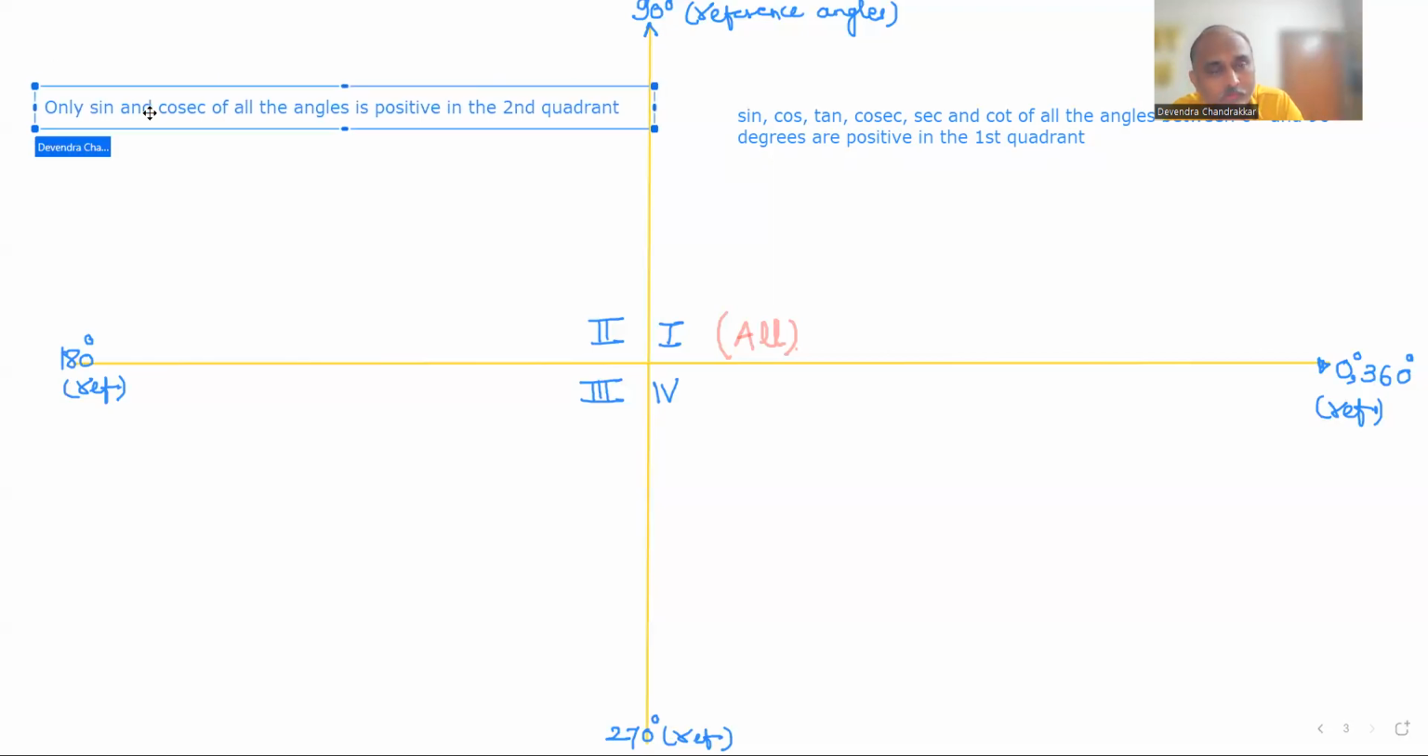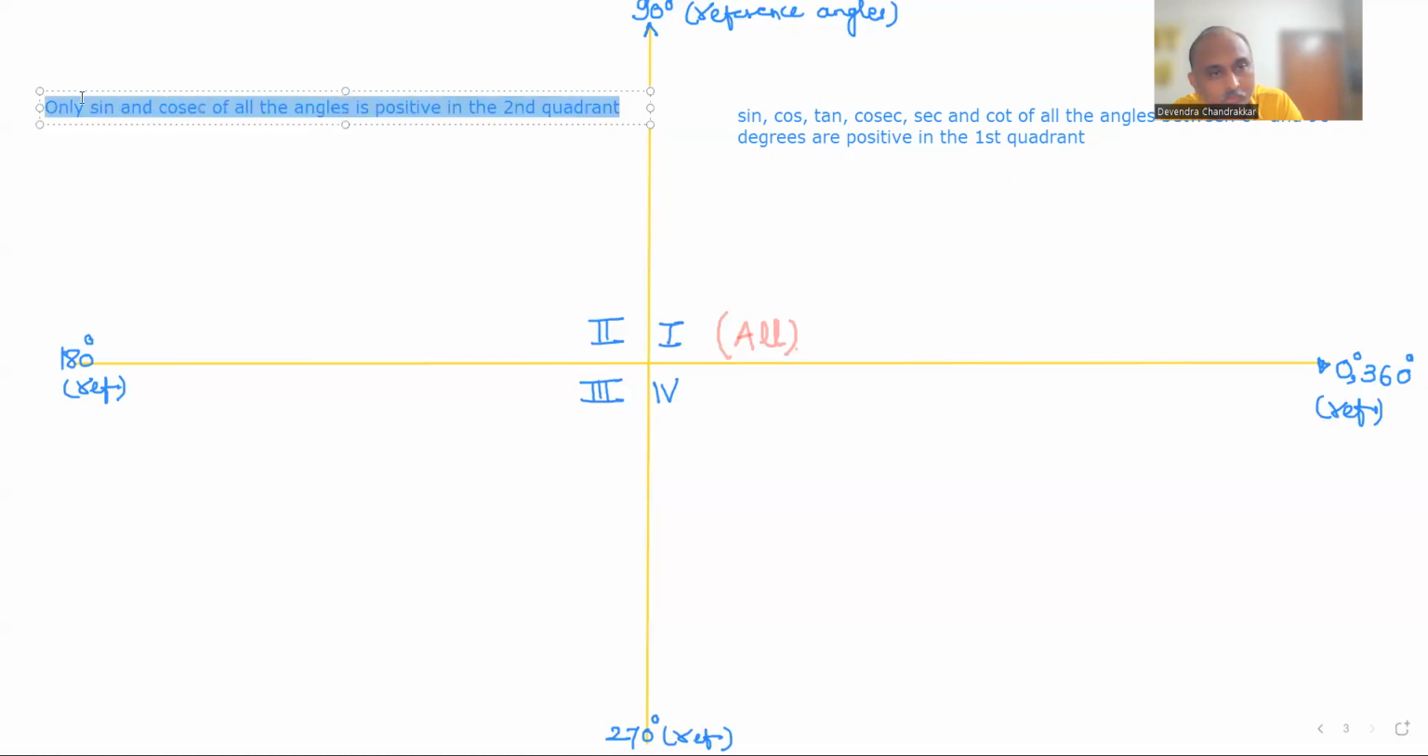Yes, ask. Sir, here all the angles are denoted with theta only. You can denote an angle by theta, by phi, by xi, by alpha, by beta. Any angle, you can choose any symbol. Okay, sir. Okay?